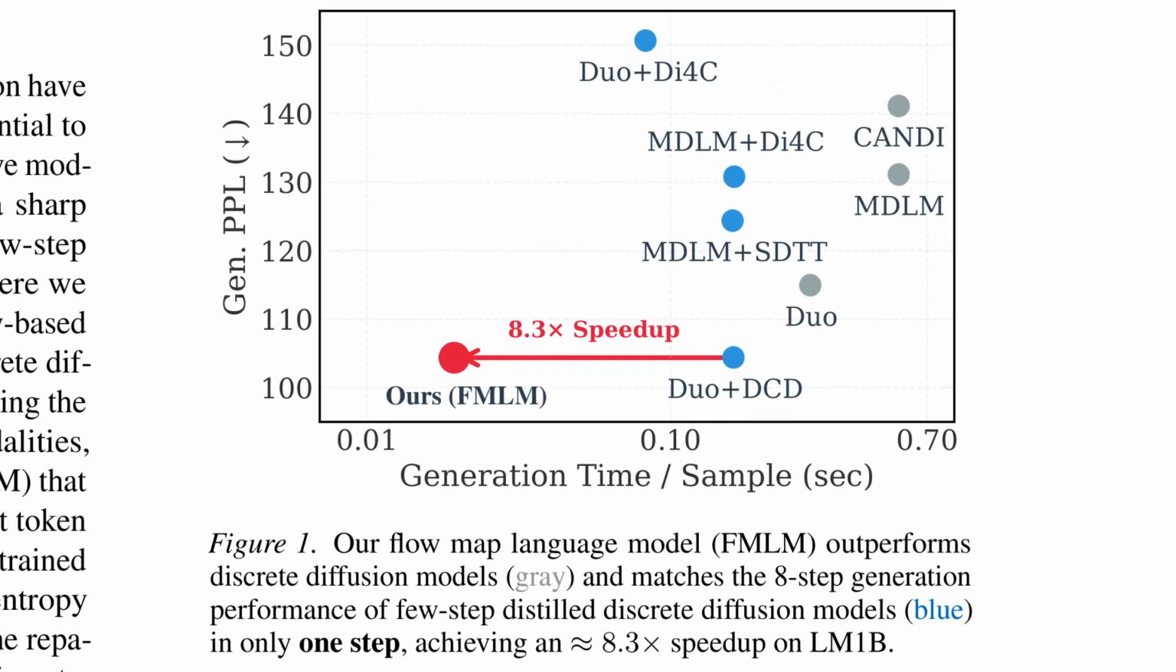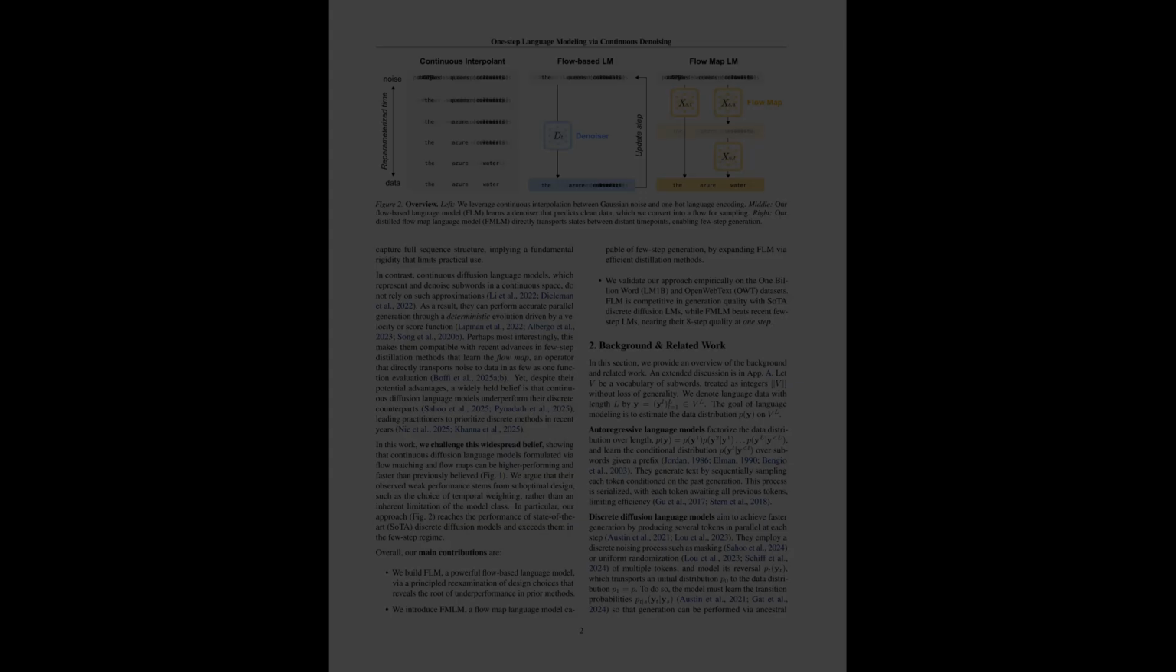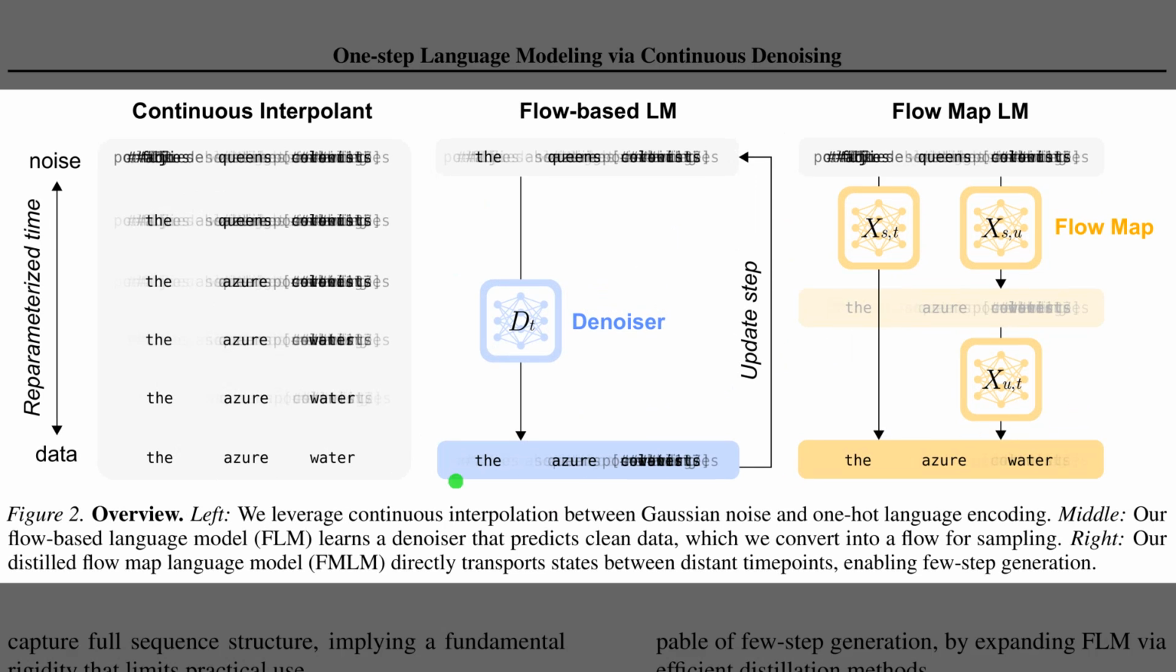Right off the bat, Figure 1 visualizes the core achievement here, a massive jump in efficiency without sacrificing quality. The chart plots generation time on the horizontal axis against generative perplexity, or PPL, on the vertical axis, where lower values are better for both. While the gray and blue dots show discrete diffusion baselines scattered towards the right, the red dot for the author's flow map language model, or FMLM, sits in the far bottom left corner. The prominent red arrow highlights that it matches the quality of the strong Duo plus DCD baseline but runs roughly 8.3 times faster.